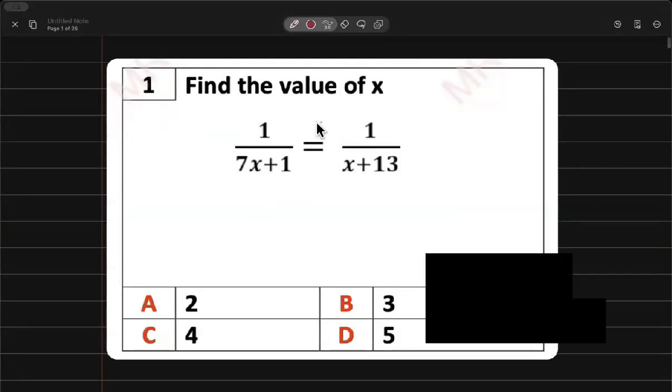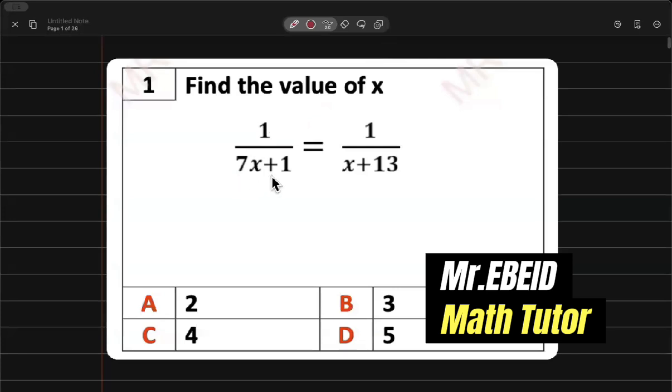Find the value of x. 1 over 7x plus 1 equals 1 over x plus 13. We have the numerator equals the numerator, so the denominator equals the denominator. It means 7x plus 1 is equal to x plus 13.